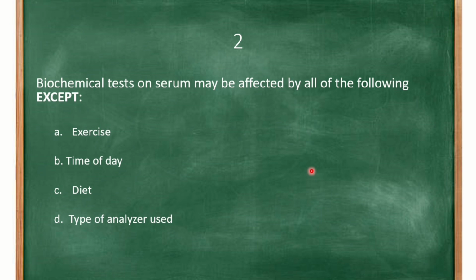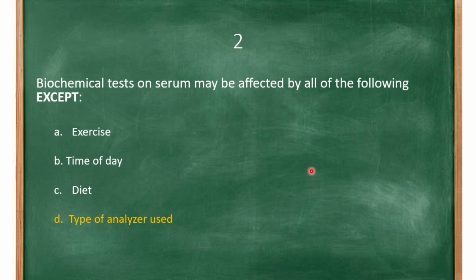Question 2 reads, biochemical tests on serum may be affected by all the following except: A, exercise; B, time of day; C, diet; D, type of analyzer used. The answer for question 2 is type of analyzer used. So let's analyze our answer. This question is asking whether there would be any change in your biochemical test result based on certain factors that may affect the serum.